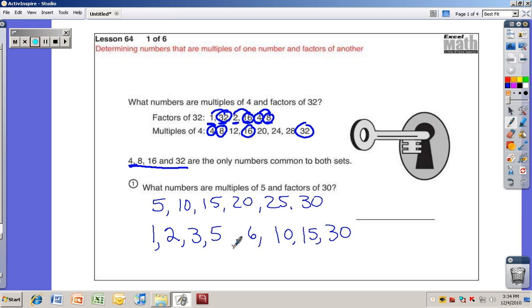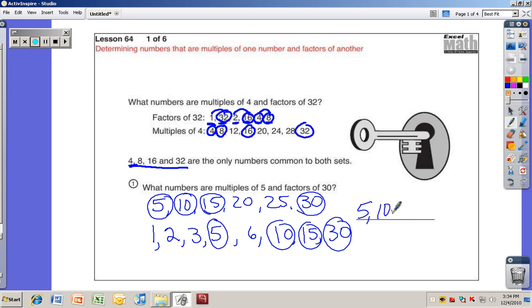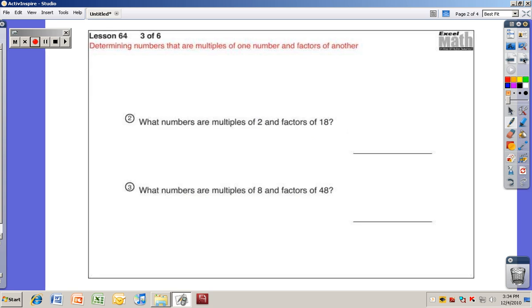5 times 6. And now we find the numbers that are the same in both sets. There's a 5 in both. There is a 10. There's a 15. And there's a 30. So the answer over here is 5, 10, 15, and 30. All right, why don't you go ahead and try numbers 2 and 3, pause the video, and then turn it back on when you're ready to see the solution.